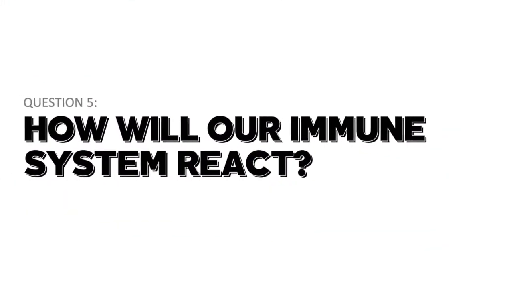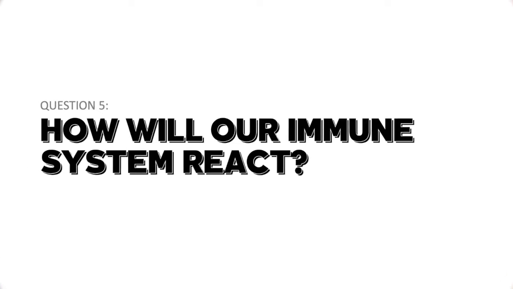Question number 5. How will our immune system react? Our immune system will trigger a fever that will make the virus reproduce slower, and our body sends killer T cells, neutrophils, white blood cells, and antibodies to fight the infection.